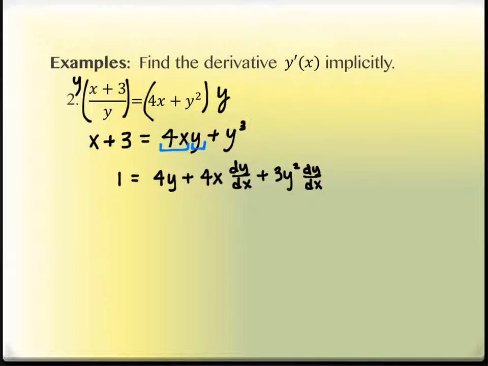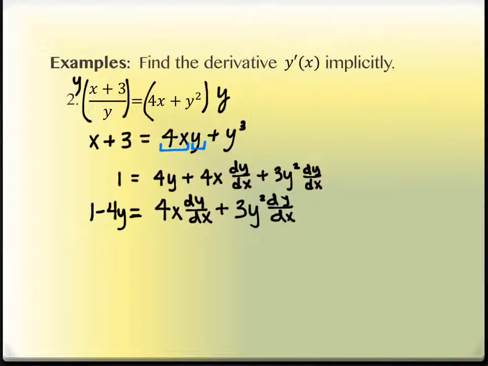Yeah? So everything that doesn't have a dy dx needs to move to the same side of the equation. In this case, I'm going to move it to the left because I've already got a 1 on the left over there. Which means what's going to move to the left right now? The 4y. So I've got 1 minus 4y on the left. And on the right-hand side, everything that's left has dy dx in it, yeah? So what can I do with the dy dx? Pull it out. Otherwise known as factoring, right, Allison? Yeah. So we're going to factor out the dy dx on the right, which leaves me with 4x plus 3y squared. And of course, on the left, I still have 1 minus 4y.